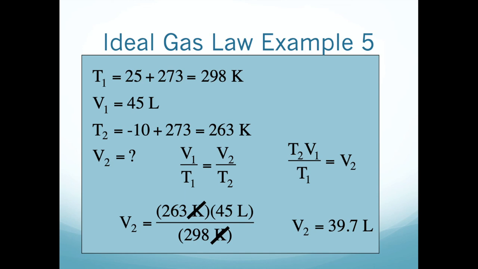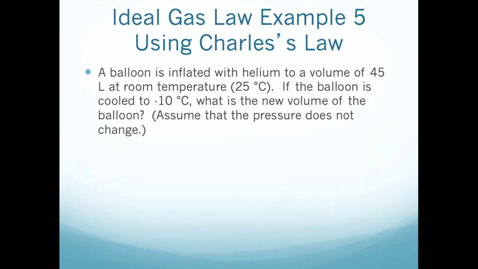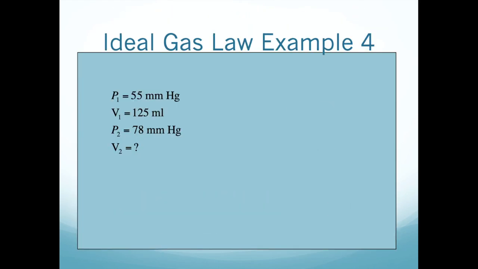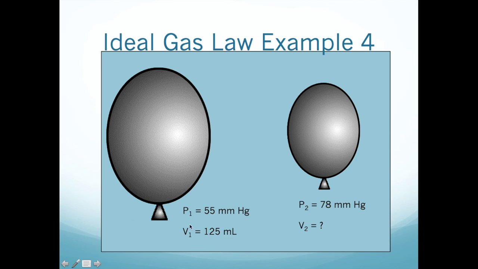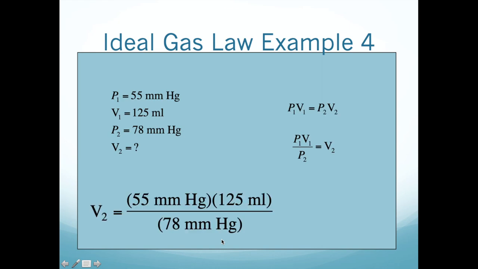So like in the previous problem, Boyle's law tells us that if we look at our two balloons, our pressure is increasing. So Boyle's law tells us that our volume should be decreasing, right? Since pressure and volume are inversely proportional. Okay, so notice that the volume that we get is going to be smaller than 125 milliliters, right? Which is what we observed. We had gotten a volume of 88 milliliters, which is smaller than 125.